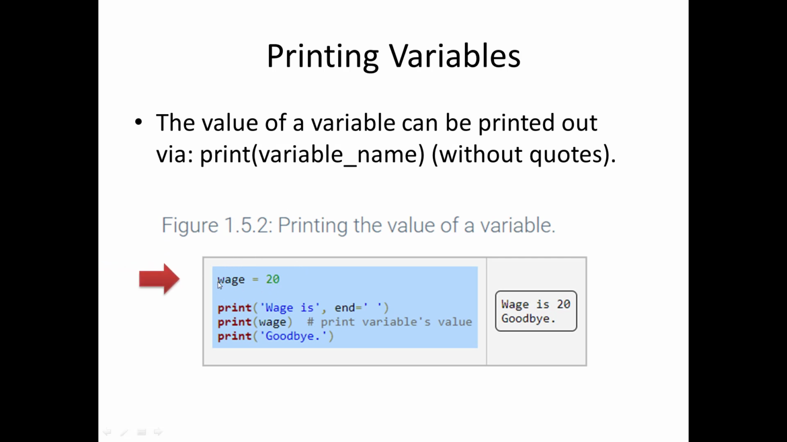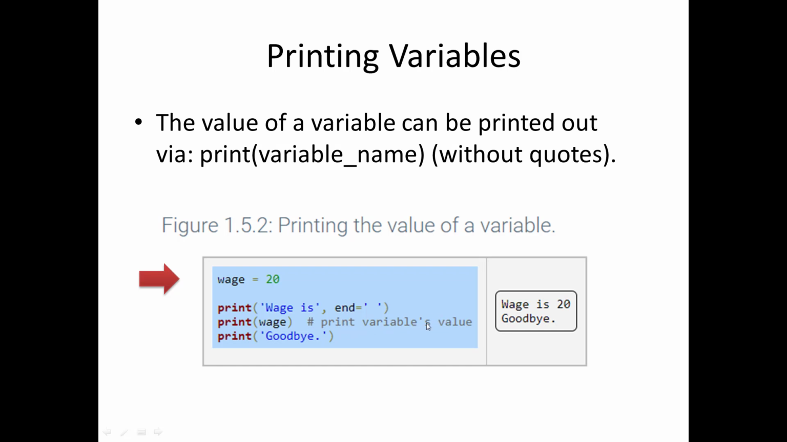Here's an example of this. We have wage equals 20. With this assignment statement here, we've taken the value of 20 and put it inside of the variable wage. Now we're going to print the string literal wage is, and then we have the end statement, meaning what follows will be on the same line. Then we're going to actually print our variable. This pound sign is for a comment. So anything after this pound sign on the same line will be ignored by your interpreter. So this is just a comment.